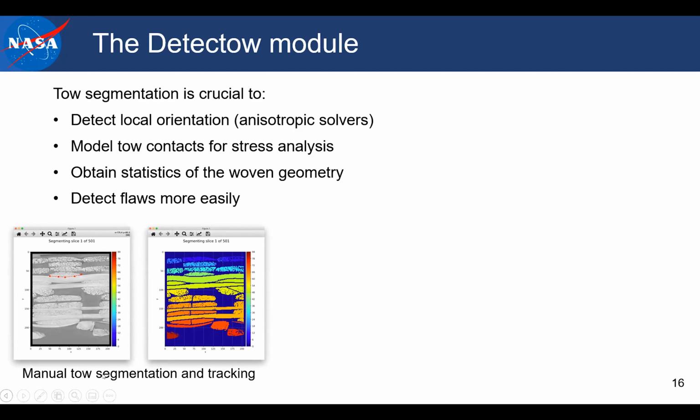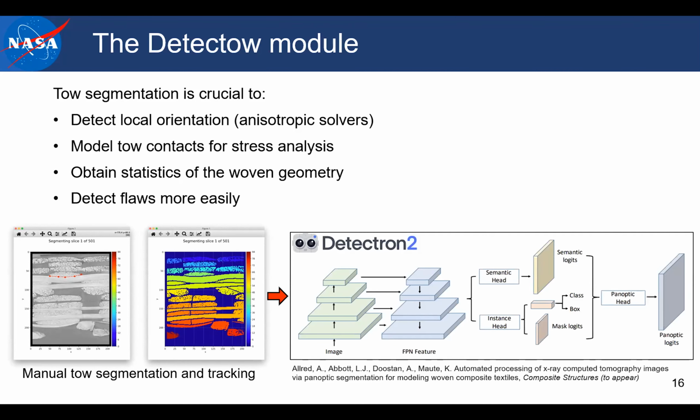And this is what I'm showing on the bottom left, where you manually segment the toes in order to create training data to feed into an image segmentation deep learning architecture, which is based on an open source software called Detectron 2, by Facebook. This specific deep learning architecture is called a UNet, where you have an encoder and a decoder.